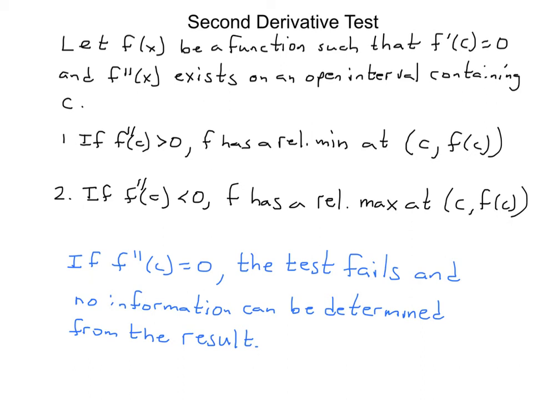If the second derivative of the function evaluated at c is less than 0, then I know the function is concave down at c, and therefore there must be a relative maximum at c, f of c. Now, the other thing you have to realize here is if the second derivative equals 0 at c, then the test fails. And really, when the test fails, you don't get any information out of it. You cannot come to any conclusion about the function or its behavior.